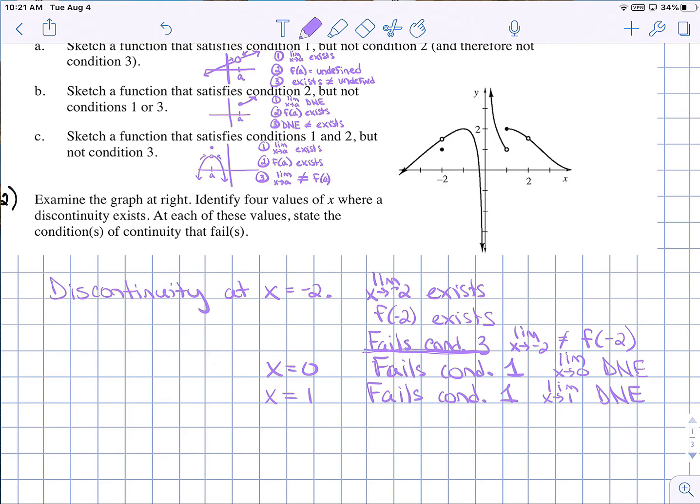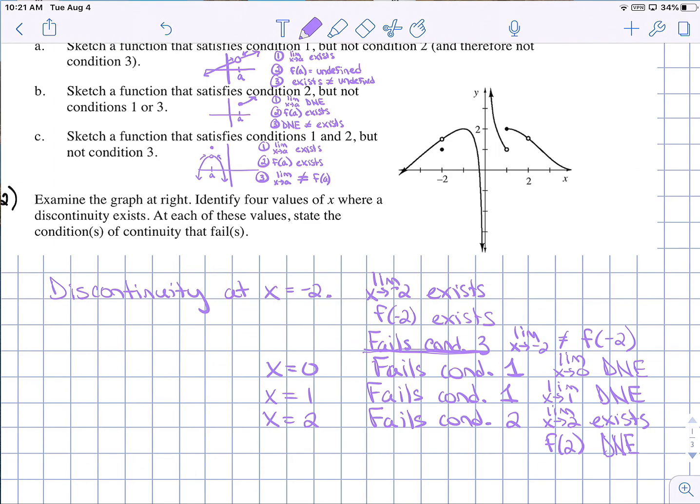And then the final discontinuity is at x equals 2. This one fails condition 2 because the limit exists. The limit as x approaches 2 is 2. However, f of 2 does not exist. It's undefined. There's a hole there, but no point, like there was at -2.